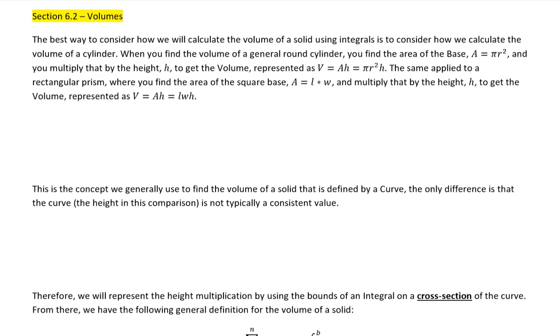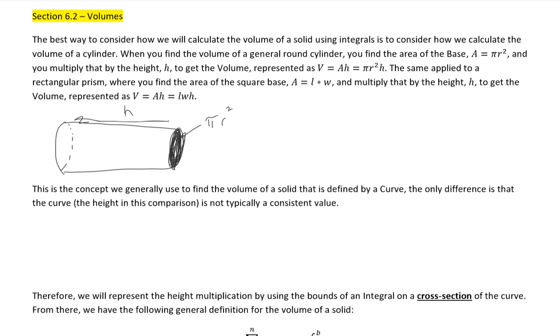The volume of a cylinder, if I draw it horizontally here, looks something like this. I'm not the best artist, but I try. What you try to do is find the area of the base. Since this is a circle, we represent the area as pi times r squared. Then you multiply it by the height of this cylinder. That's how you find the volume of a cylinder.